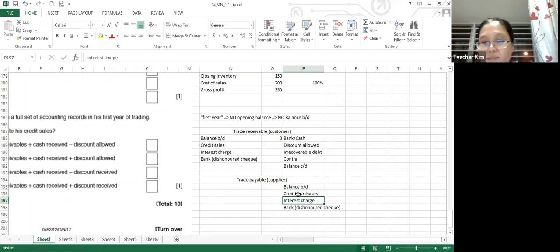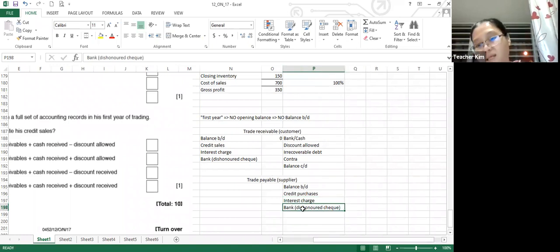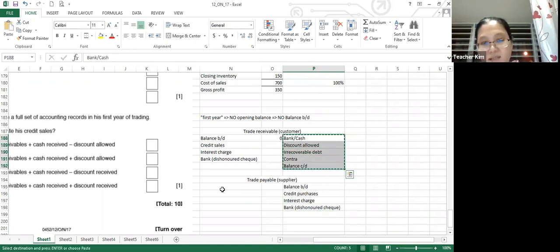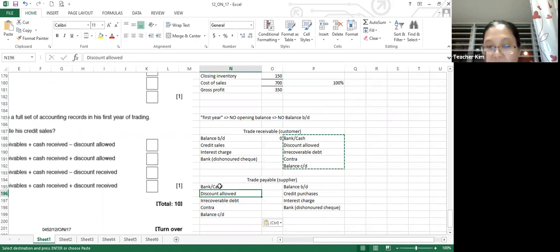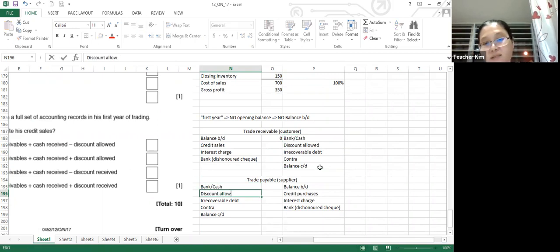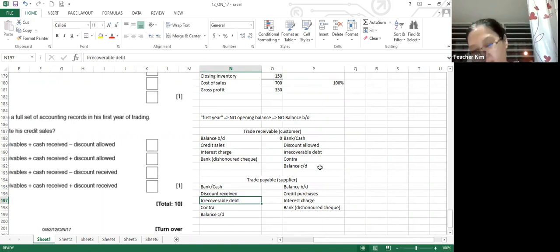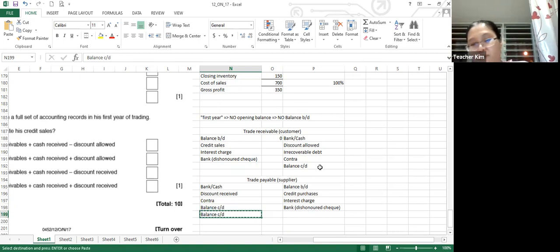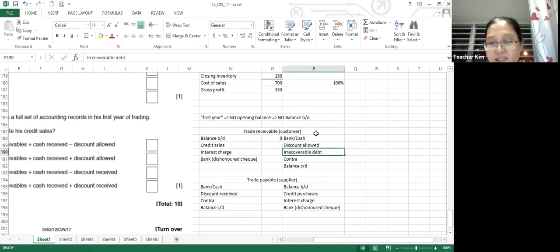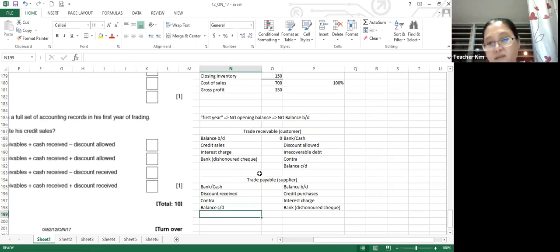If the supplier charges for late payment, so this is possible on the credit side. If our cheque is dishonoured, then it will be on this side. Next, here we are paying the supplier money, so the supplier receives the money. So it's on the debit side. Here, this one is discount received. This one normally we won't put irrecoverable debt, because we assume that we will pay. We are always the good customer, so we are paying. So we normally won't put bad debt in here. We only put bad debt or irrecoverable debt in the customer account. So this is the possible information for the trade payable and trade receivable. So far, okay.